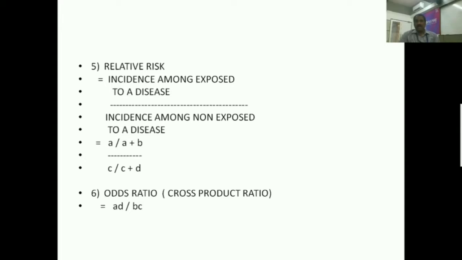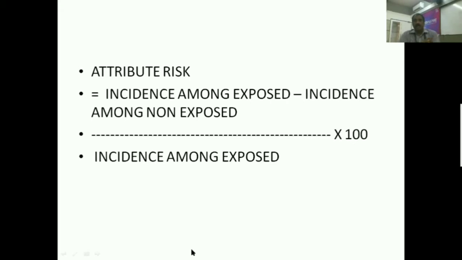So the next one is odds ratio. This is also called the cross product ratio. So how to find out the odds ratio is AD divided by BC. These are some of the important morbidity statistics.